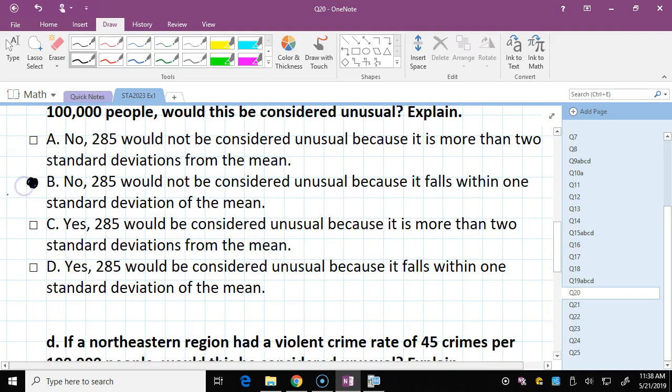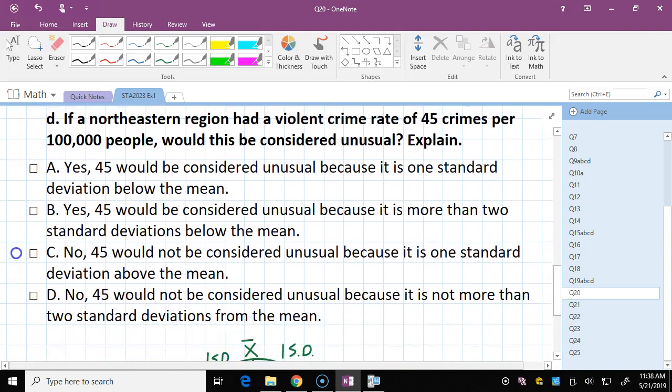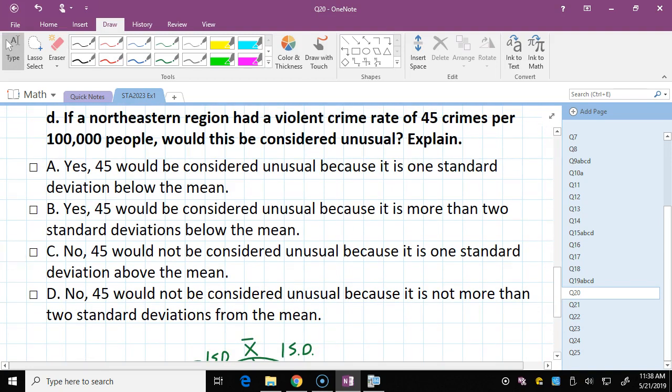Like I said, it's pretty much the same thing that we just did. They took away the picture. So if a northeastern region had a violent crime rate of 45 crimes per 100,000 people, would this be considered unusual? Why? More than 2 standard deviations. So the answer is B. Perfect. Moving on.